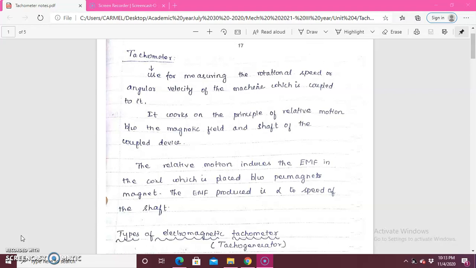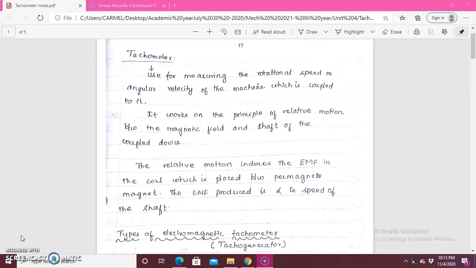The tachometer principle is that there is a relative motion between the magnetic field and the shaft of the coupling device. That relative motion induces an EMF in the coil placed between the permanent magnet. The EMF produced is directly proportional to the speed of the shaft. How this relative motion produces the EMF, and how the magnetic field is generated, is what we are going to see in the tachometer operation.